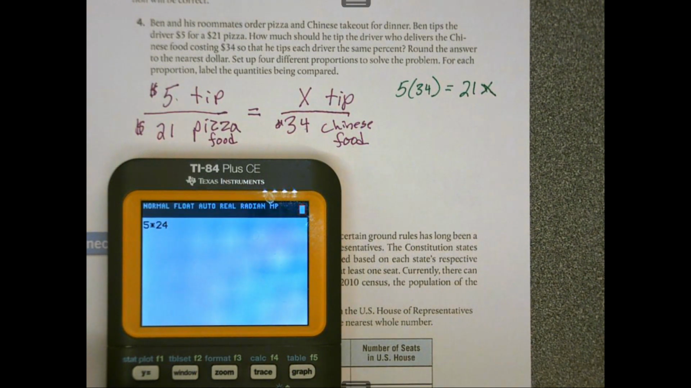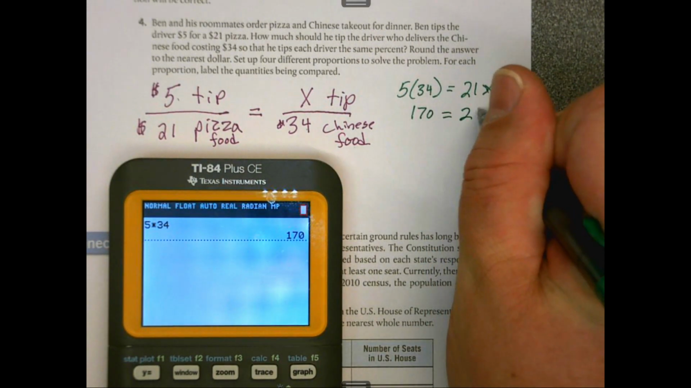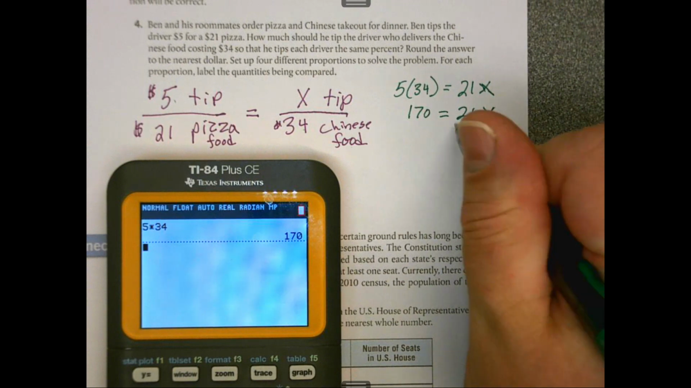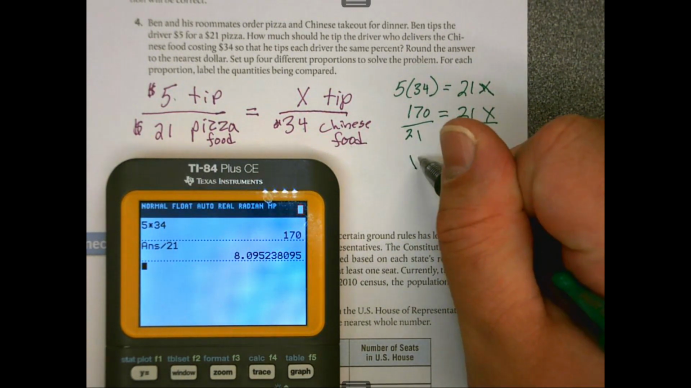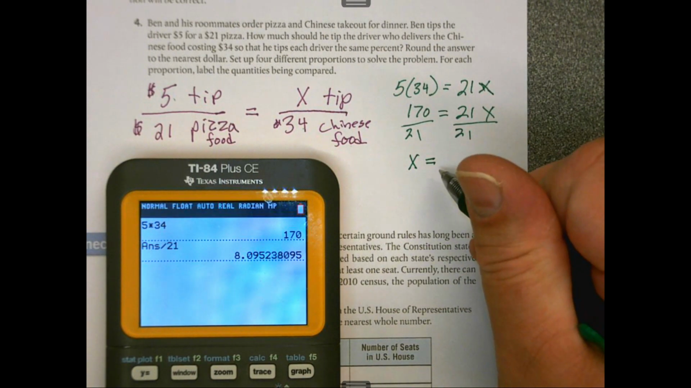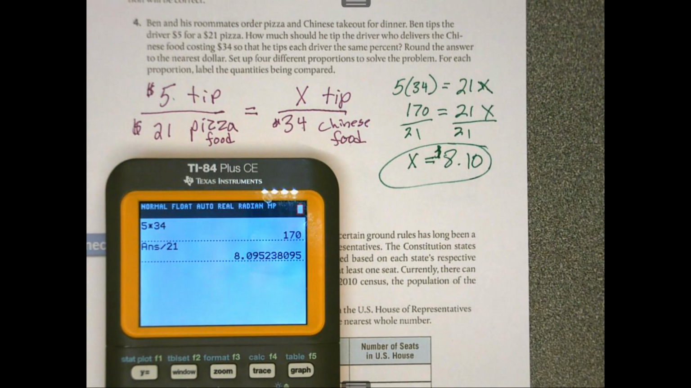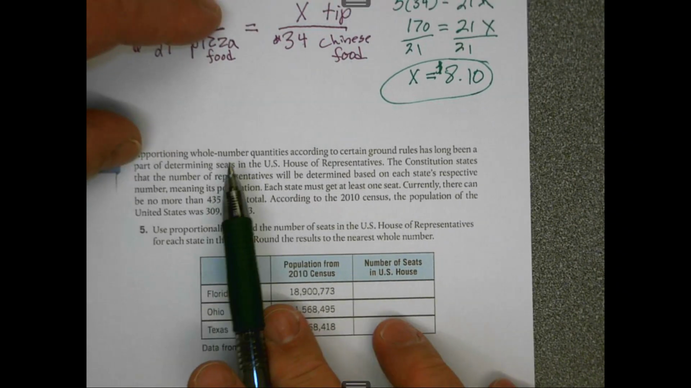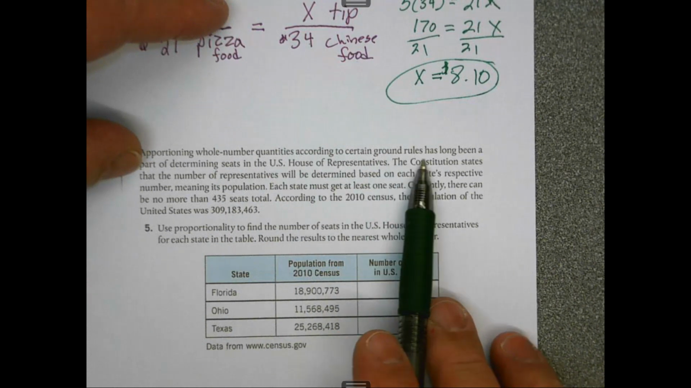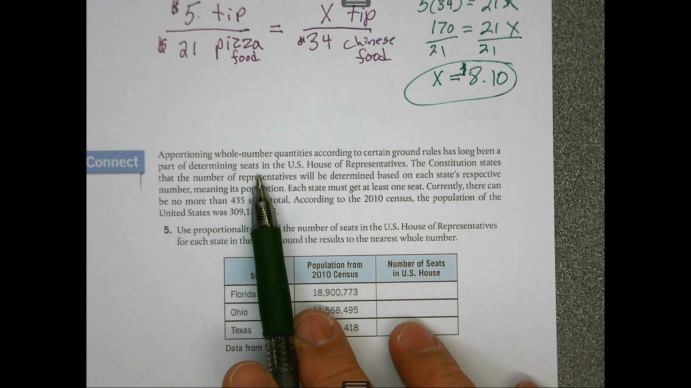Okay, next one. Let's see, apportioning whole number quantities according to certain ground rules has long been a part of determining seats in the U.S. House. The Constitution states the number of representatives will be determined based on states' respective numbers, meaning its population. All right. Currently, no more than 435 seats total, according to the 2010 census. United States has a total population of 309,183,463. So they want to know how many seats in the House.